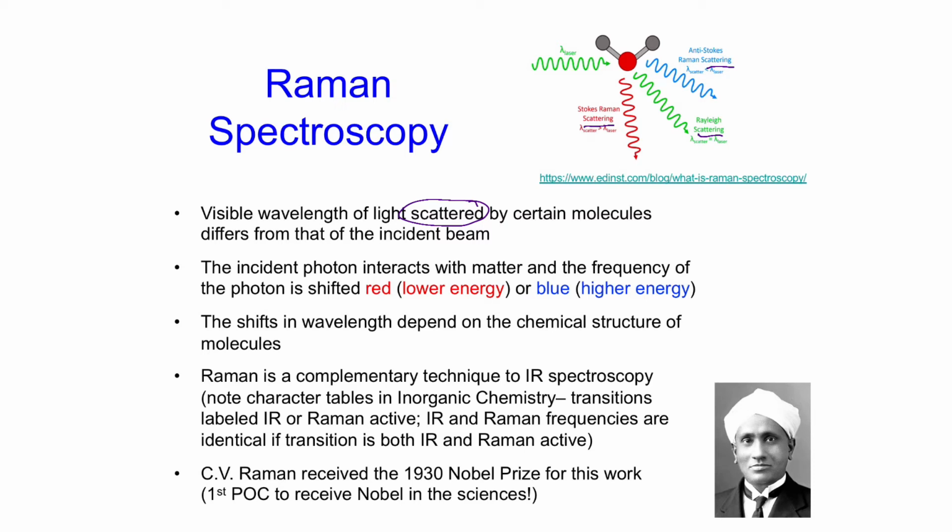The various shifts in wavelength that you observe by your molecule are going to depend on the chemical structure of your molecule. Similar to how you get specific frequencies out of an IR spectrum, where you have different frequencies of vibration for your CH stretches or your CO stretches, you're going to have a similar kind of chemical dependency on the frequencies of light that you're going to detect in your Raman spectra.